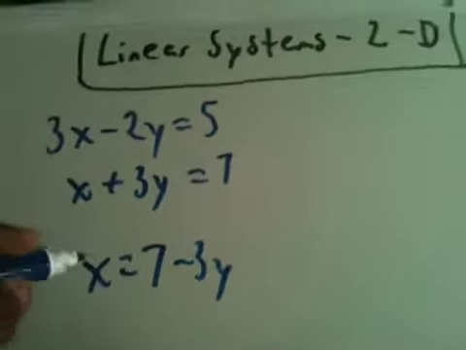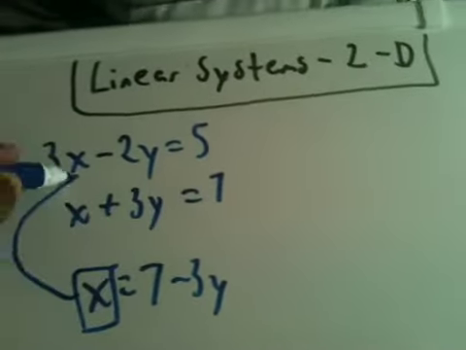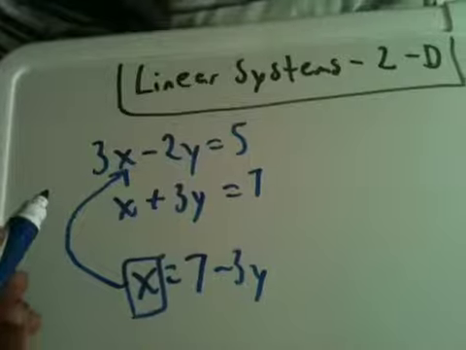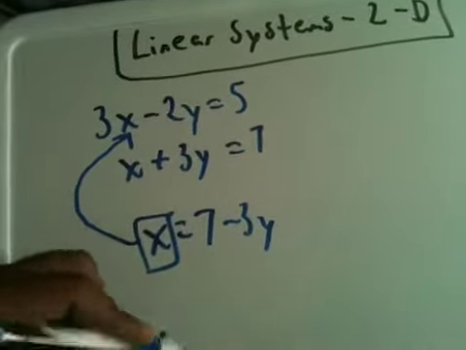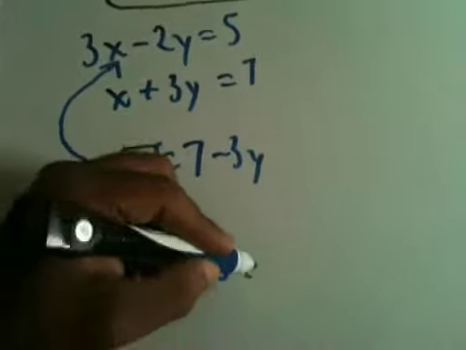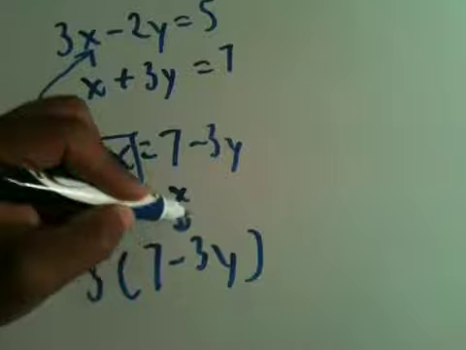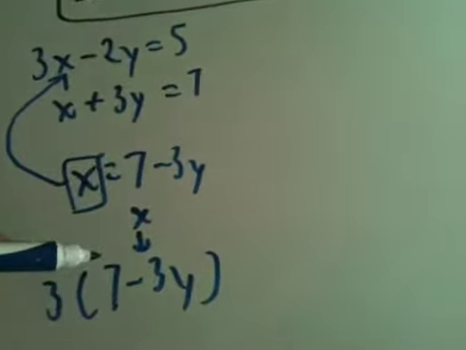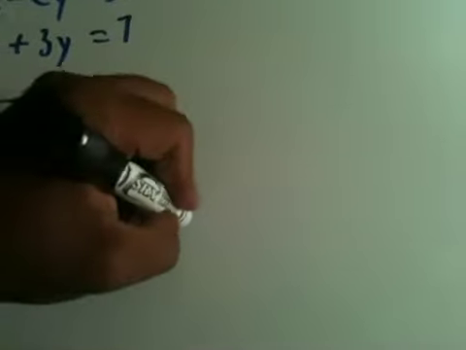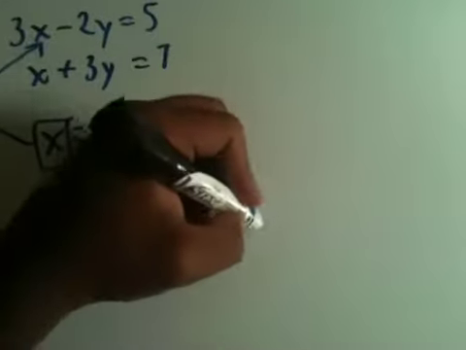Now what we do is we take this x and replace it with that x up there. So this first equation would now become 3 times the quantity, 7 minus 3y, and remember this is just x right here, because we solved for x in this equation, and now we substituted. So 3 times the quantity, 7 minus 3y, minus 2y equals 5.